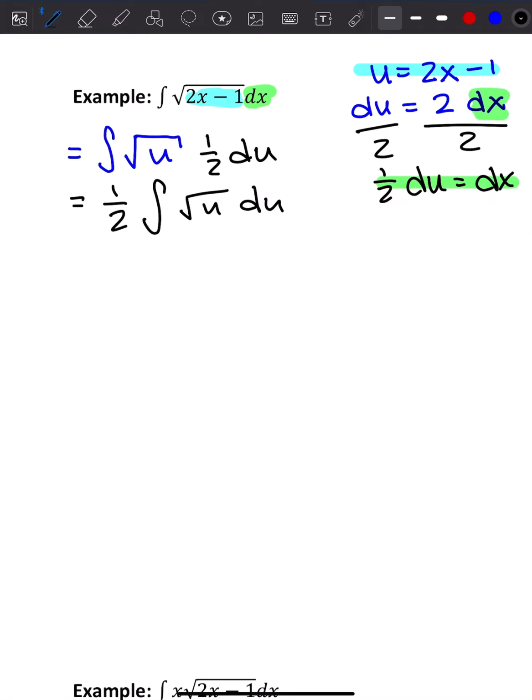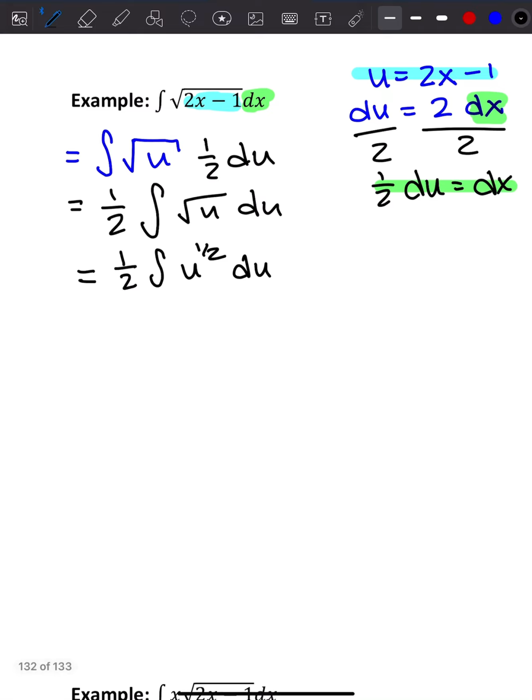We don't really know the integral of square root of u. We wouldn't even take the derivative of the square root of u. We would take the derivative of u to the 1/2 power. So we're going to take the integral of u to the 1/2 power du. We are now just using power rule. So power rule, we add 1 to our exponent and then divide by that number we added.